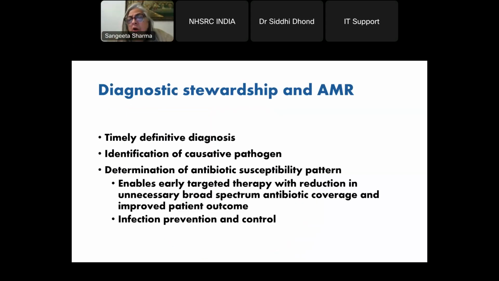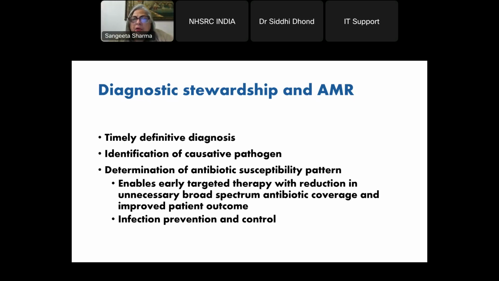When you write down signs and symptoms and a differential diagnosis, perhaps things become more clear, and then you can target your treatment accordingly. So timely definitive diagnosis is very important, and if required, you need to do culture and sensitivity. You must get that sample done. Causative pathogens should be identified, because only then can you target your antibiotic cover, particularly when you started with a broad spectrum in a life-threatening situation.